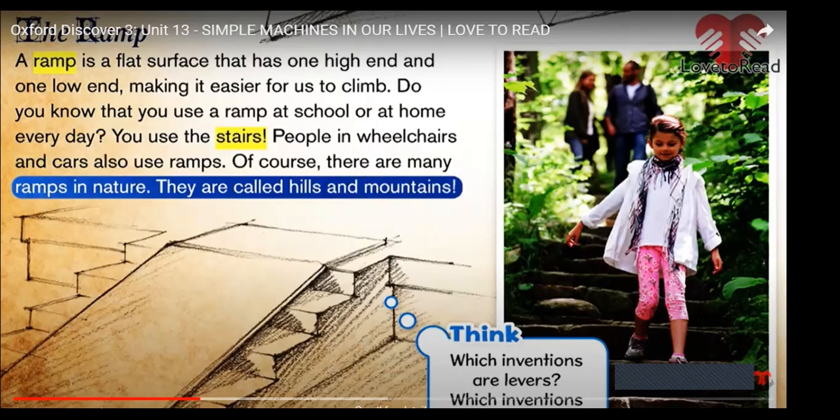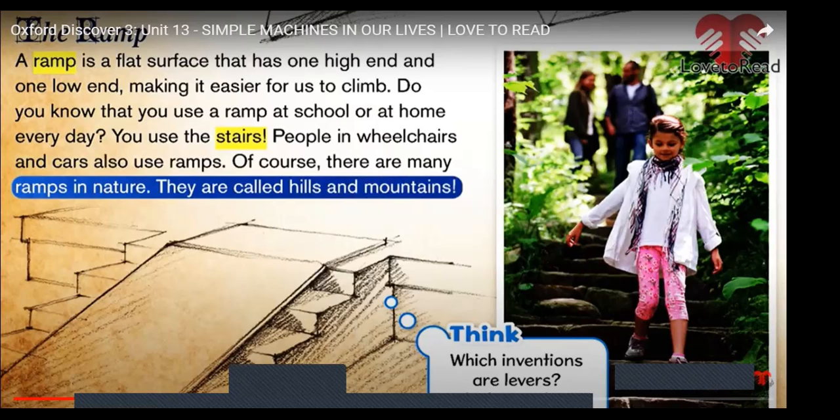So people in wheelchairs and cars also use ramps. As you see, the people who cannot walk by themselves use them, and the cars too, especially when we need to park the car inside the house, so we have a ramp outside the gate. We use that ramp to park the car inside our house, or if we want to take it outside the house, we again use the ramp to take it out. So of course there are many ramps in nature. They are called hills and mountains. If we talk about hills and mountains, these are examples of ramps as well, okay?